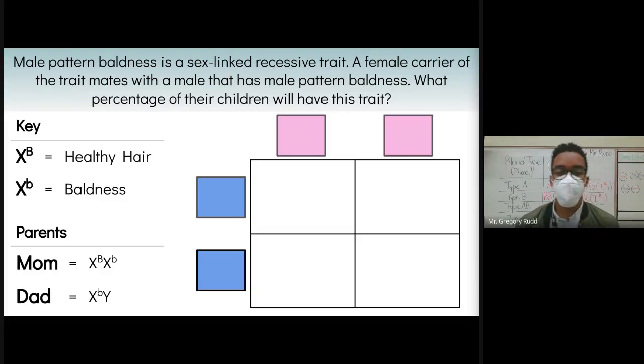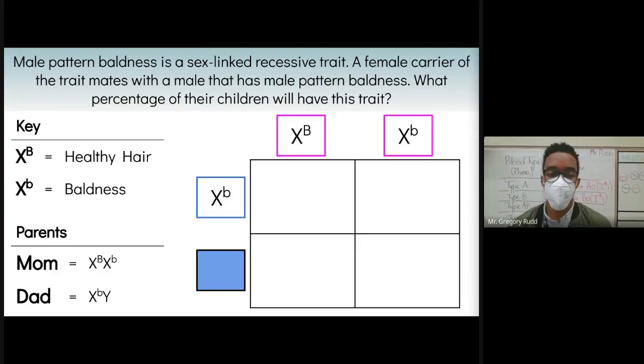So we're literally just going to put the parents' genotypes on the outside of the box. We're splitting their genotypes up. So there's mom. She is a carrier. She's got one dominant allele and one recessive allele. Dad is bald or will be soon, and he's got one recessive allele and one Y chromosome. One Y, thank you. Okay, we've got 4 of you in class today, so I'm going to ask each of you for a box. Are we ready? Ashley, I'm starting with you. What goes in this box?